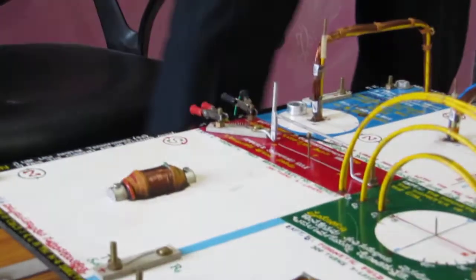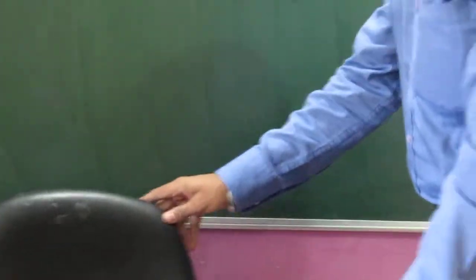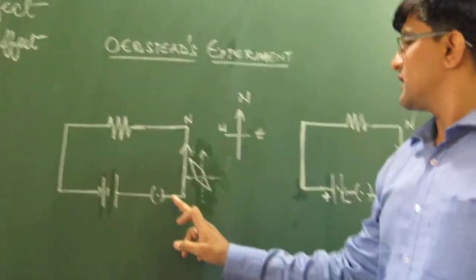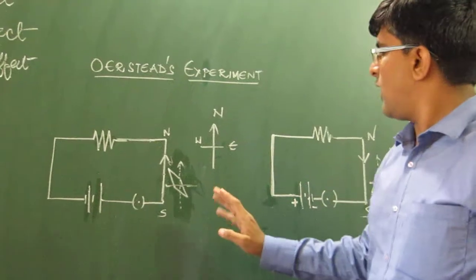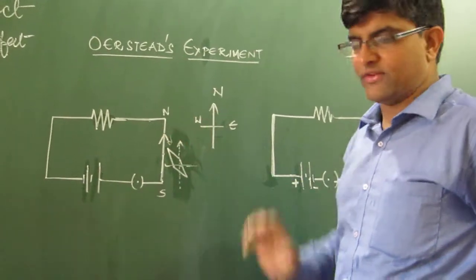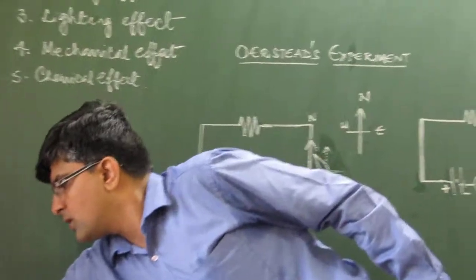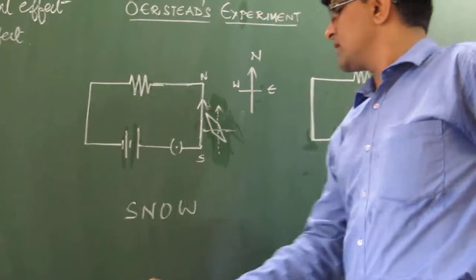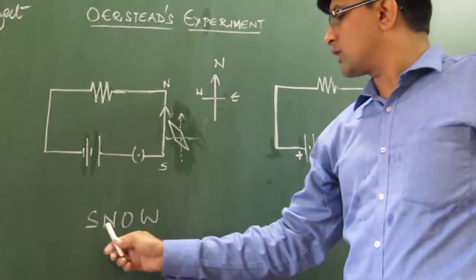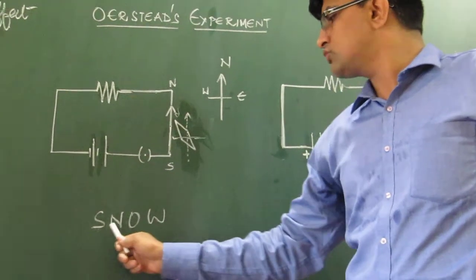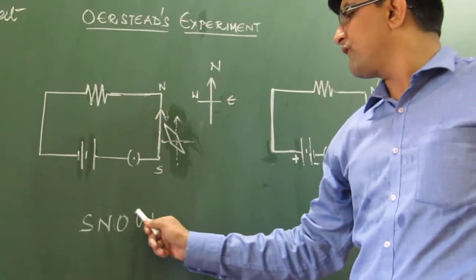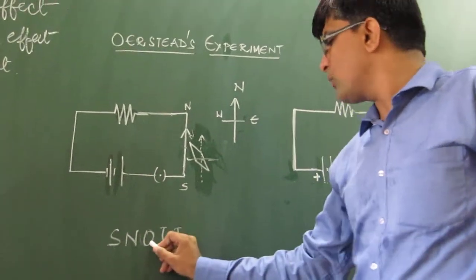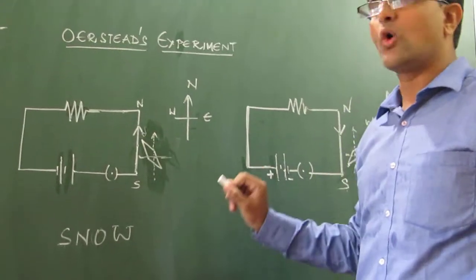That can be understood by observing this diagram. Now, you see the positive terminal is connected towards the right, and the current is moving from south to north. Now the deflection is towards the west. This I can conclude by giving a mnemonic like the SNOW rule. What does this say? When the current flows from south to north over the conductor, the deflection is towards the west. I repeat, when the current flows from south to north over the conductor, the deflection is towards the west.